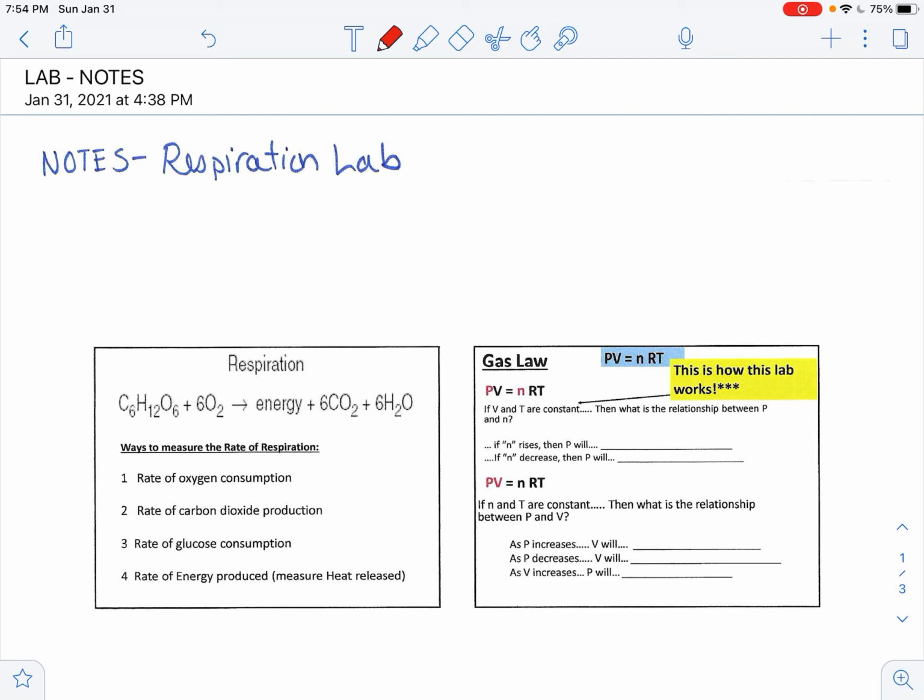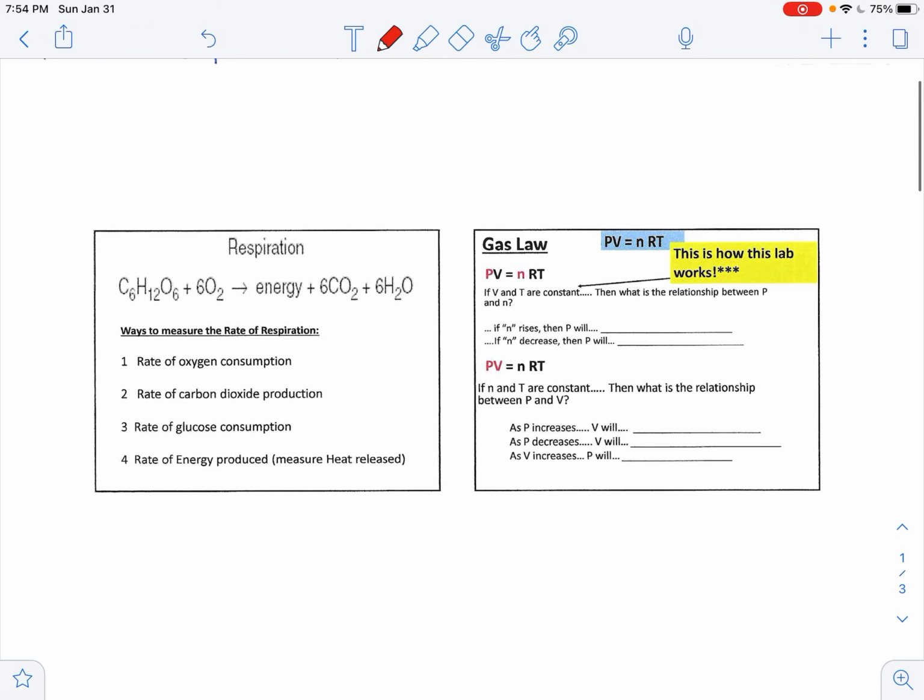All right, so we're about to do the lab on cell respiration, which is we're going to measure the rate of respiration. And we're going to do it with peas, germinating peas versus dormant peas, which are seeds. So before we get into this a little bit, here's our equation of respiration, right? And how do you measure the rate?